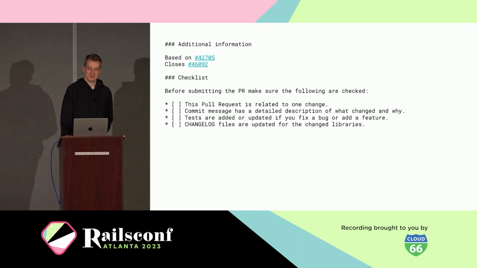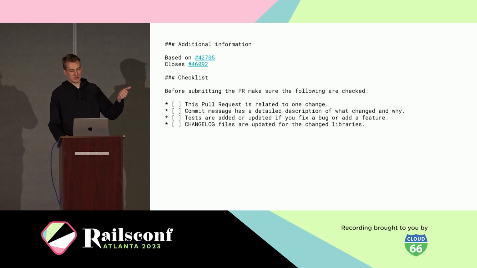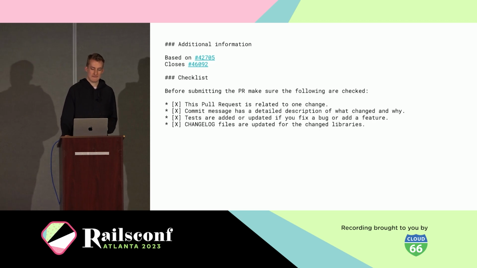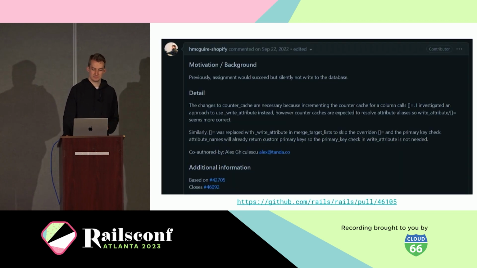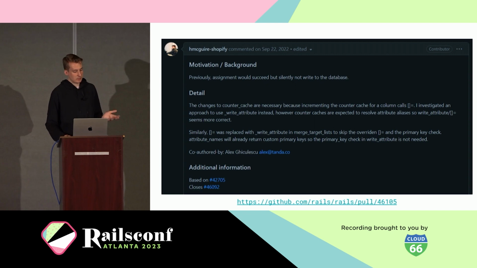Then we can go through the checklist. This pull request is still only one change. The commit message is detailed. We included tests, and we updated the changelog. Perfect. Let's submit this. And now we wait for feedback again.